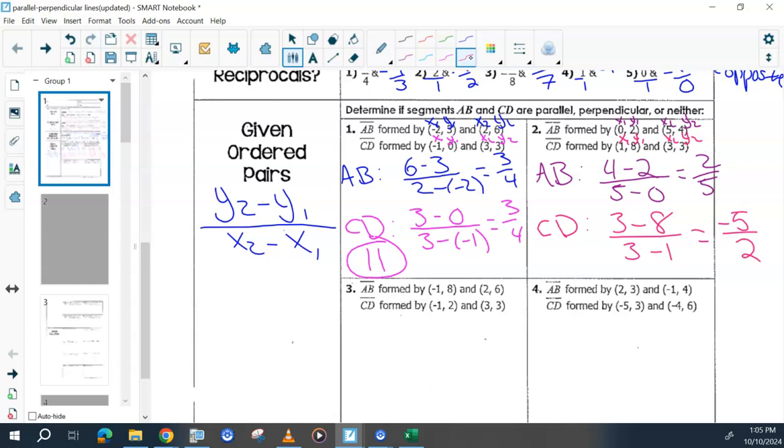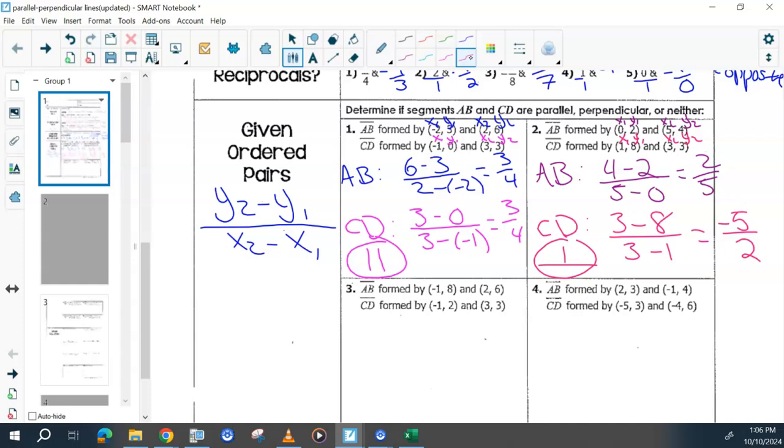So if I'm looking at those two slopes, 2/5 and negative 5/2, would that be parallel, perpendicular, or neither? Perpendicular, because they are negative reciprocals. They are flipped versions of each other, and one is negative. So you can write out perpendicular or do an upside down T. Questions on that one?